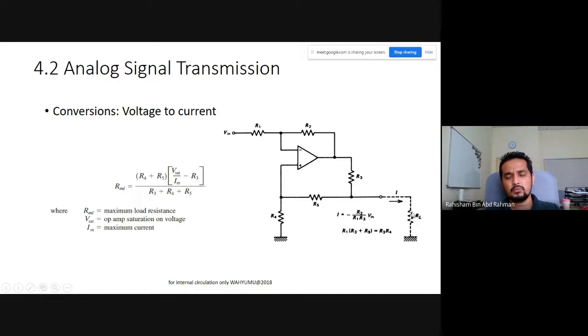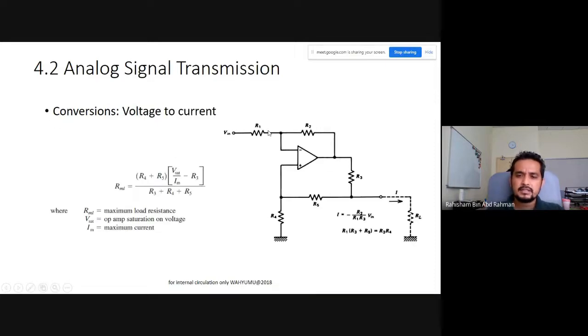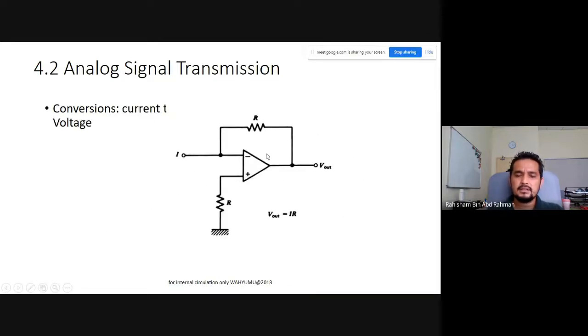Some we may need 0.1, 1 milliamp up to 10, 10 milliamp up to 100 milliamp, for example. Okay, these are the things we need to know and to design based on each particular application. Okay, before we had voltage to current, and now we have current to voltage.